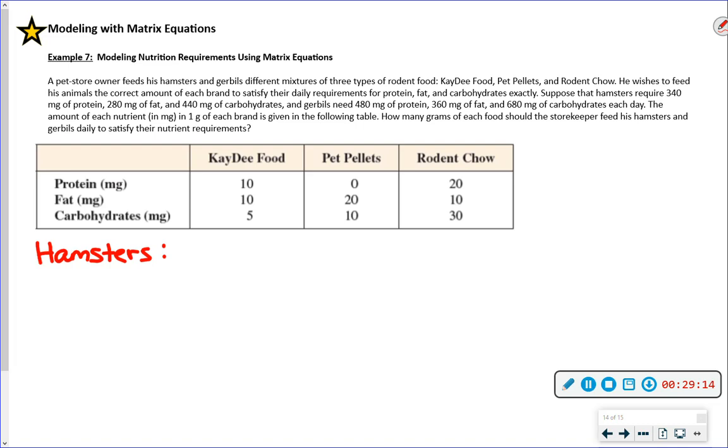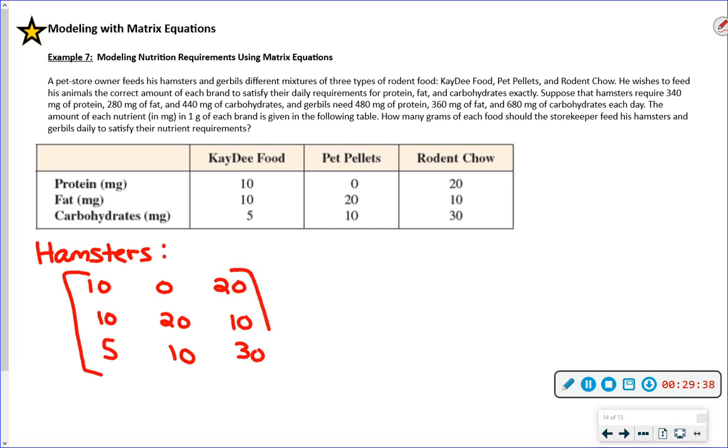Okay. So first off, we're going to do this all matrix style, remember, my friends, for the sake of time and our sanity. So you can see they've got all the protein, the fat, they've got it all in the table. So we can just fill that in as our coefficient matrix. 10, 5, 0, 20, 10, 20, 10, 30. And then of course we've got our variables. I'm going to use X, Y, and Z.